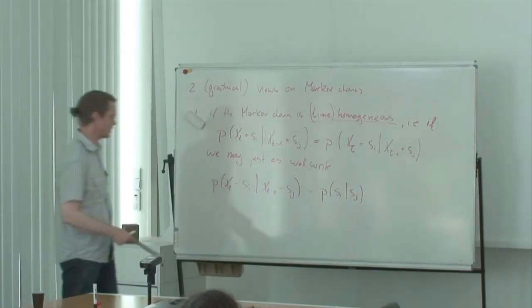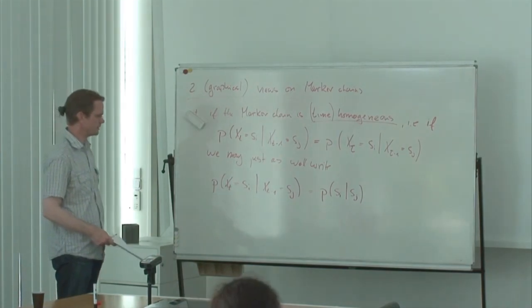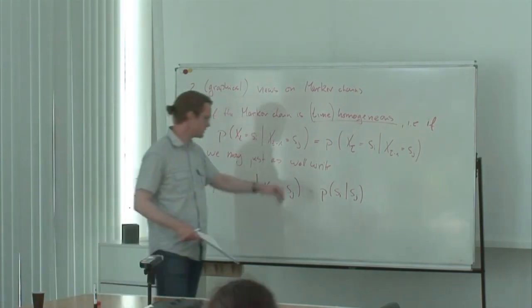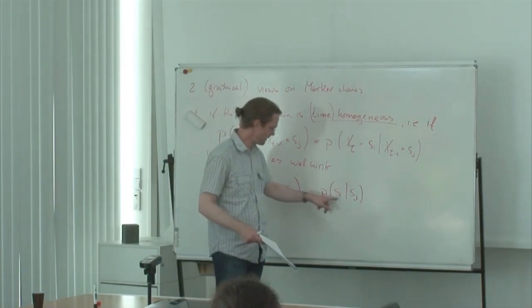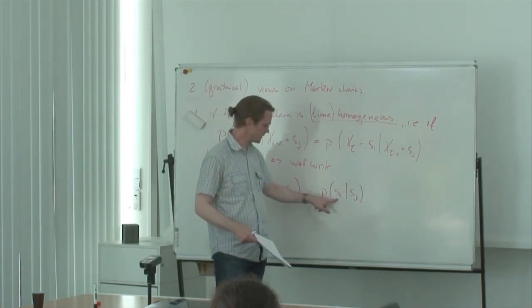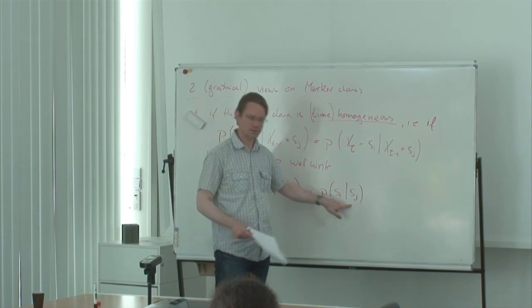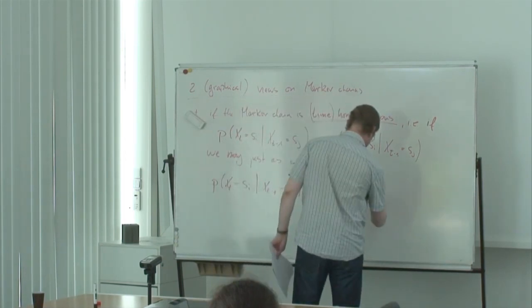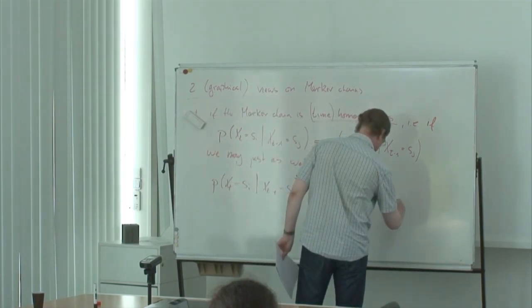And there again we are lazy. Instead of writing the probability of observing si, given that we just observed sj, this will now be written as p subscript ij.